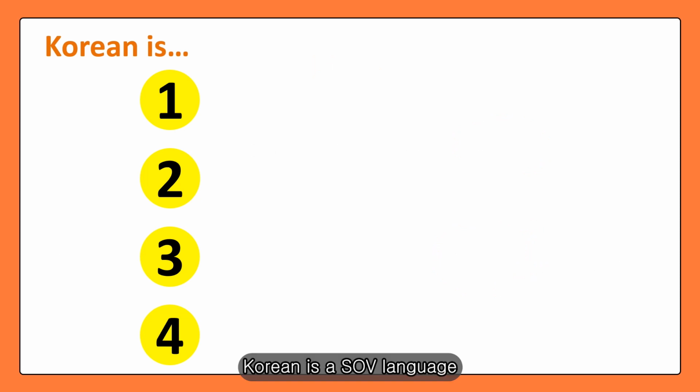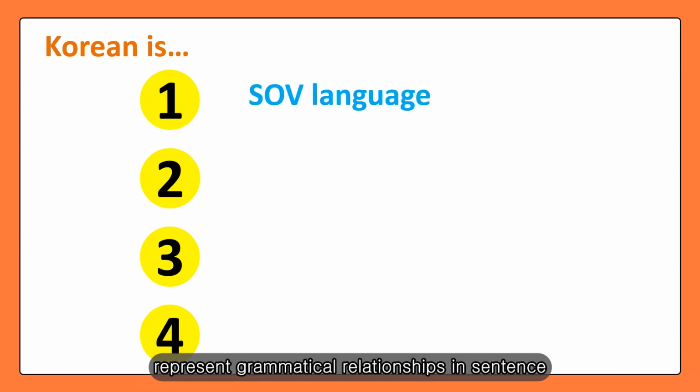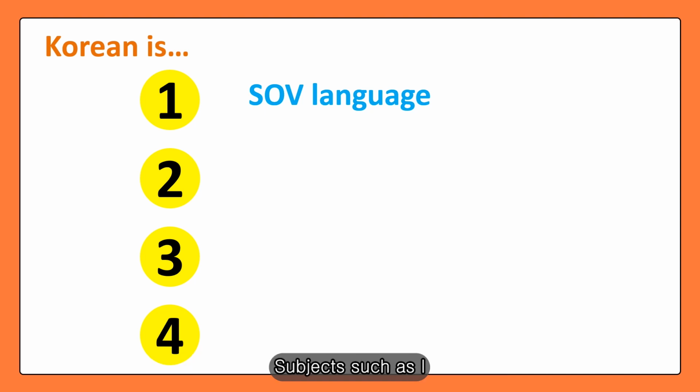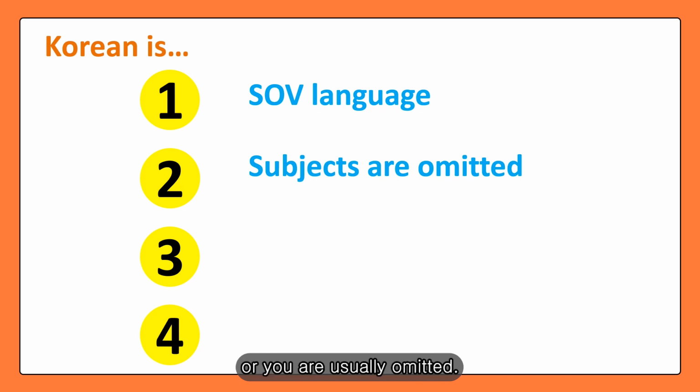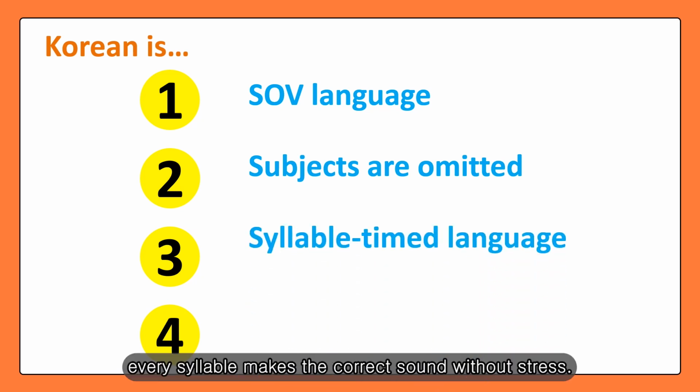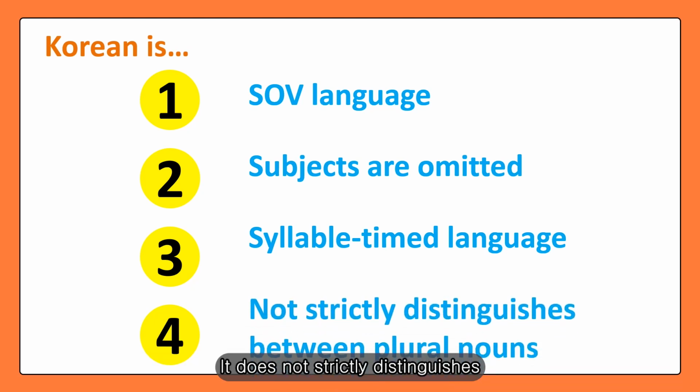Alright, let's sum up. Korean is an S-O-V language where particles represent grammatical relationships in a sentence, and subjects such as I or you are usually omitted. In Korean, every syllable meets the correct sound without stress. It does not strictly distinguish between singular and plural.